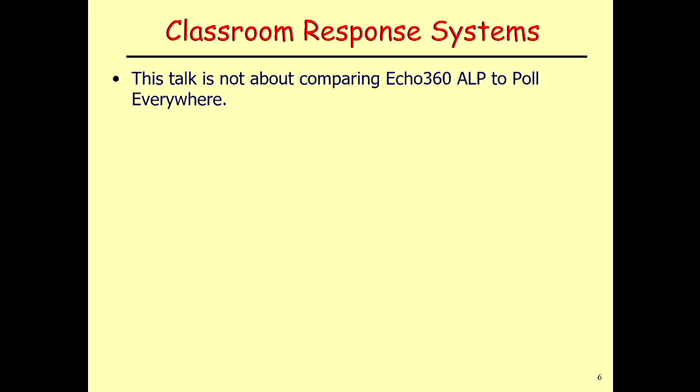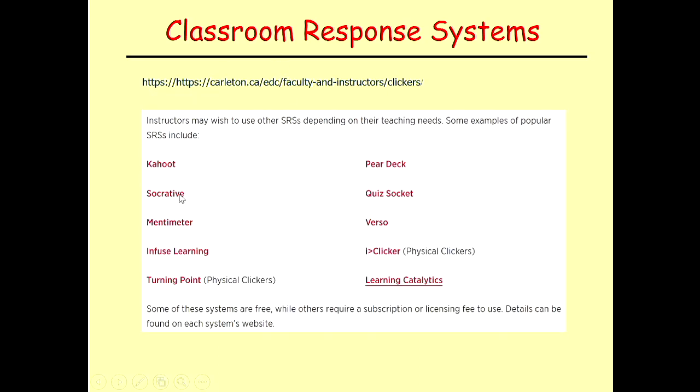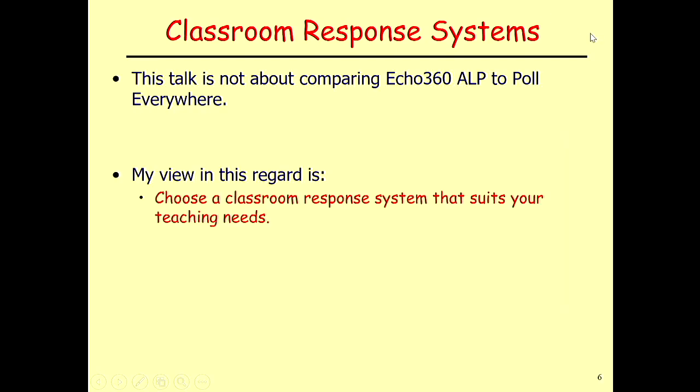Before we proceed, I just wanted to say that the main purpose of this talk is not to compare Echo 360 and Poll Everywhere. My motivation is to discuss the pedagogical aspects surrounding the use of a classroom response system. But I will say, if you're thinking about choosing a classroom response system, choose the one that suits your teaching needs. For me personally, I adopted Poll Everywhere back in semester two last year when it was the official recommended classroom response system. And then when ANU moved to Echo 360, I evaluated Echo 360. I was already familiar with Poll Everywhere. I looked at Socrative, and also Learning Catalytics. And then I decided I want to stick to Poll Everywhere for now. So choose a system that suits your need.